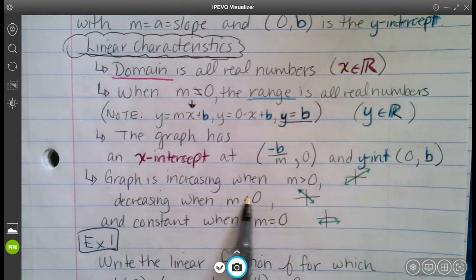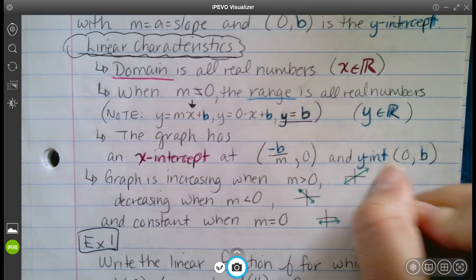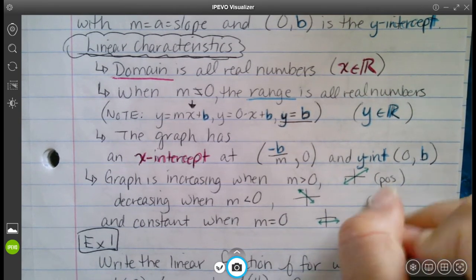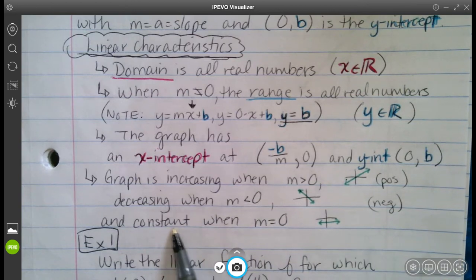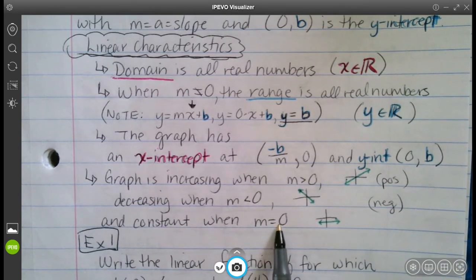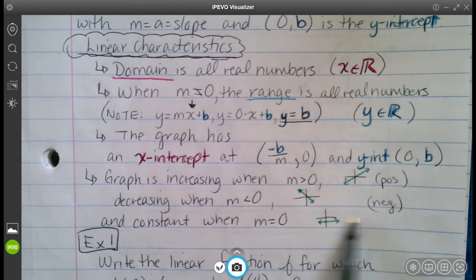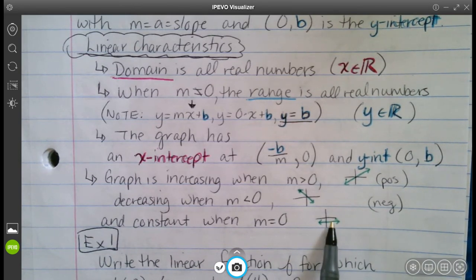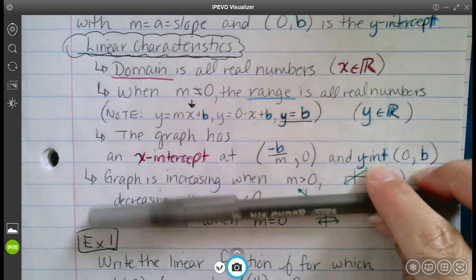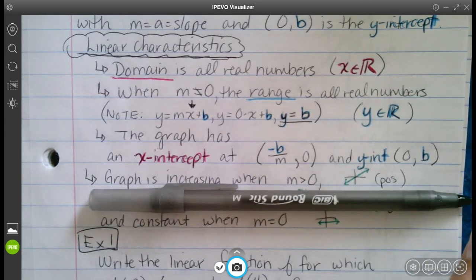And it's decreasing when m is negative. So when m is less than 0, that means the slope is negative, and that means it's going down. So this one is positive, this one is negative. And then the last one is constant when m is equal to 0. So when m is equal to 0, the line just goes straight across horizontally, and that means there is no slope. It's just a nice easy stroll in the park if you were walking on this line.